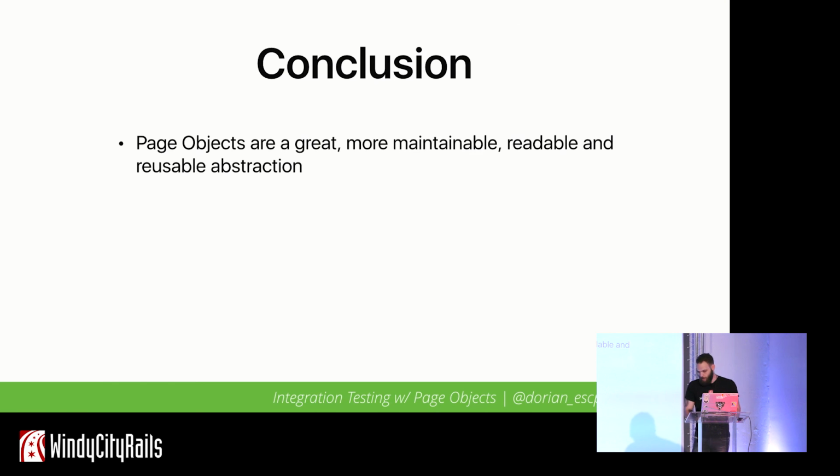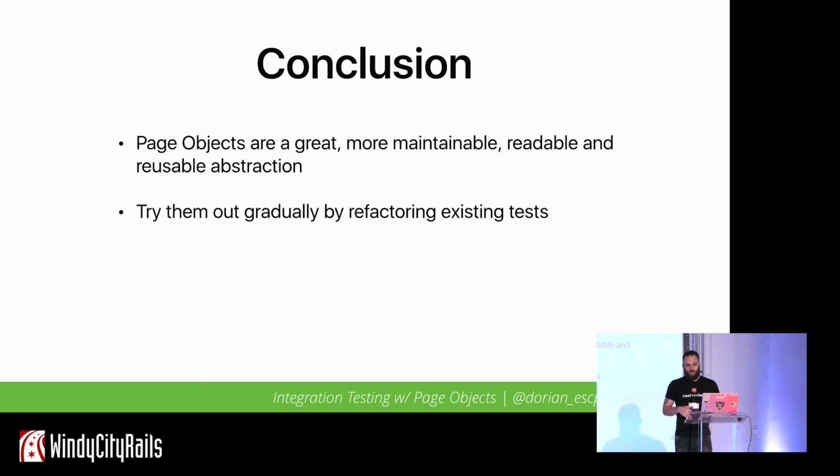In conclusion, page objects are great in my opinion. I think they're way more maintainable. They keep your code DRY. They read a lot better, and the tests read a lot better. And they are reusable abstractions, so you write it once and use it everywhere.